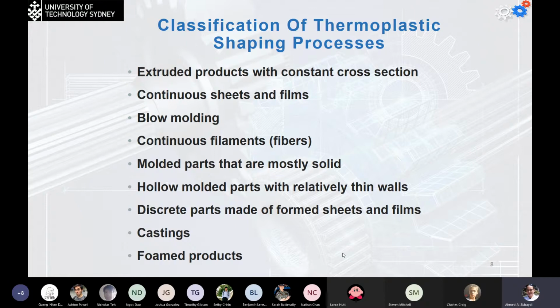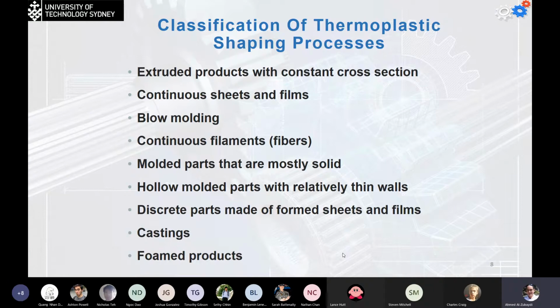The molded parts are going to be mostly solid shapes. We can also have hollow molded parts with relatively thin walls, like the ones we use, for example, in making pipes. And we can also have parts made of foam sheets and films. We can do it with the simple process of casting: just pour it in the mold and leave it to solidify, or it can be injection molded.